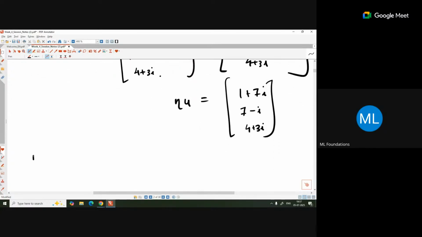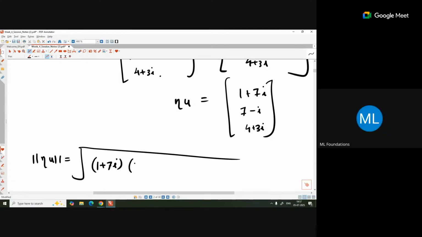Now I wanted to find its length, and that will be the square root of 1 plus 7i square, or rather with the complex conjugate, right? Plus 7 minus i, because in the complex plane you don't do the square directly. 1 plus i, and 4 plus 3i into 4 minus 3i. Is that okay?